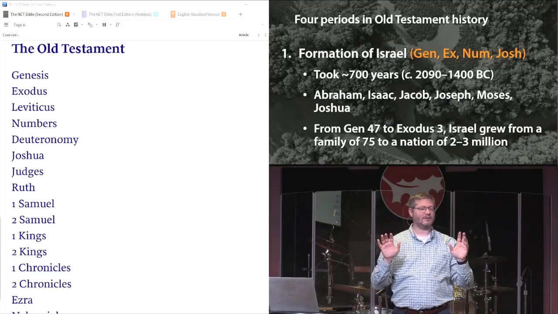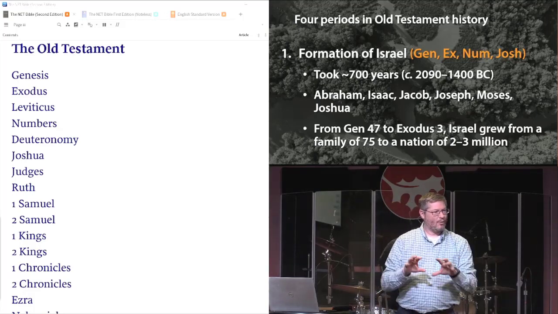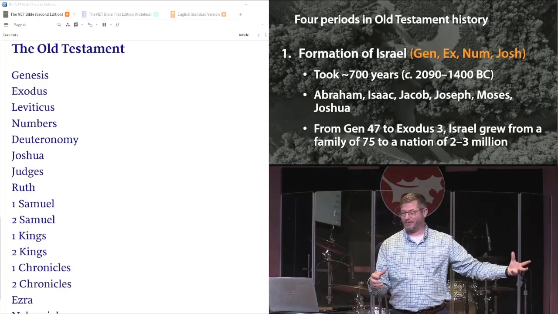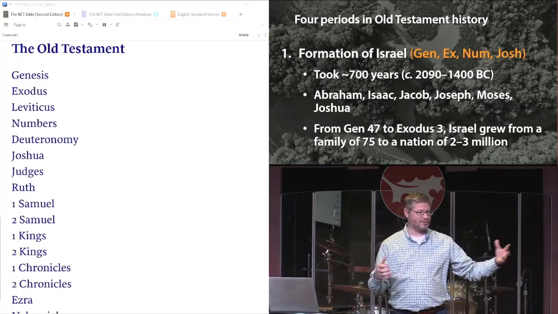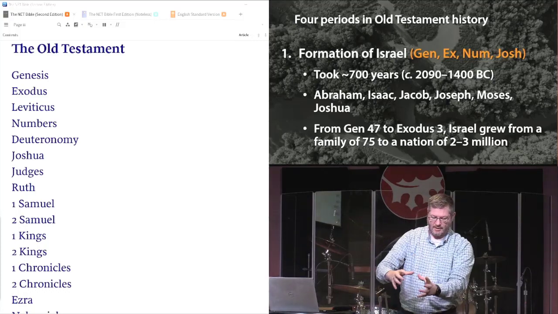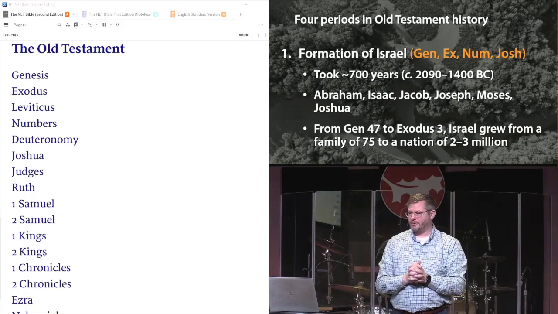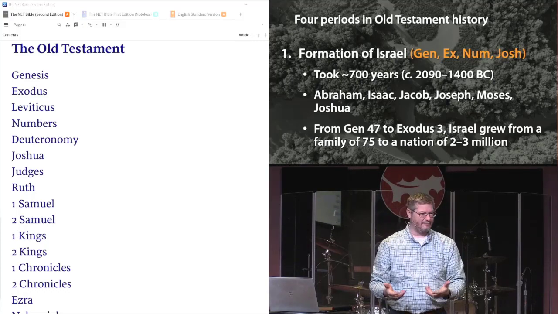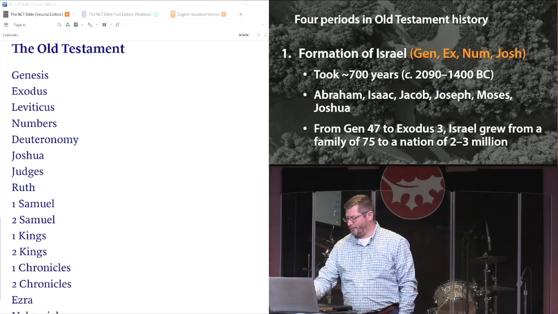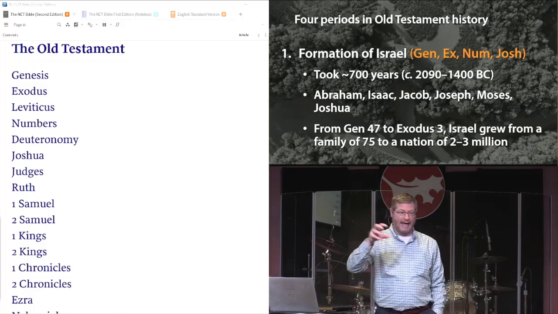Now Egypt is a little concerned. There's a question about what they are going to do. It's not just a family of 75. Now we really do have a couple million people. What's going to happen? Israel was in Egypt for about 430 years, but only for about 200 years were they enslaved. Egypt enslaved them. And then the rest of the book of Exodus talks about their exit.